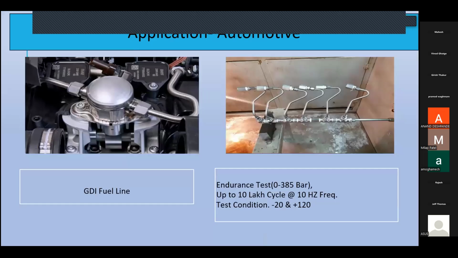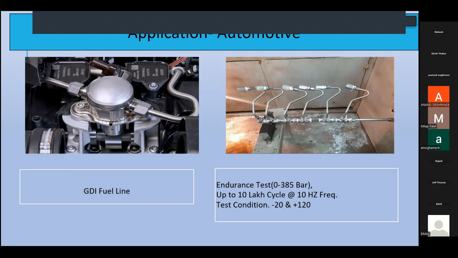This is the CDI fuel line. This is again one of the applications where we carried out the endurance testing up to 10 lakh cycles with a frequency of 10 hertz. And you can see there is a slight white kind of stains over there. It indicates that the temperature is from -20. So we were able to simulate through a media, and we tested the piped assemblies from -20 to plus 120 degrees centigrade as well.